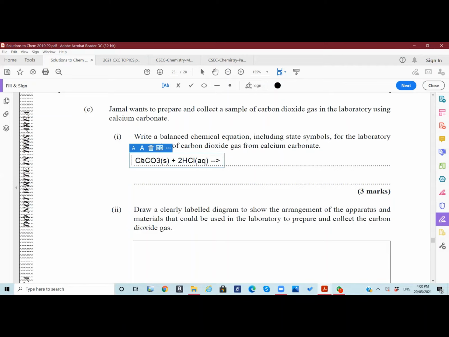And what are the products of this reaction? Carbon dioxide and water. And calcium chloride. That's a salt. Remember, it's the metal that kicks off the hydrogen ion from the acid. So it's calcium chloride, the salt, plus H2O liquid, plus carbon dioxide. So that's the balanced chemical equation there already.